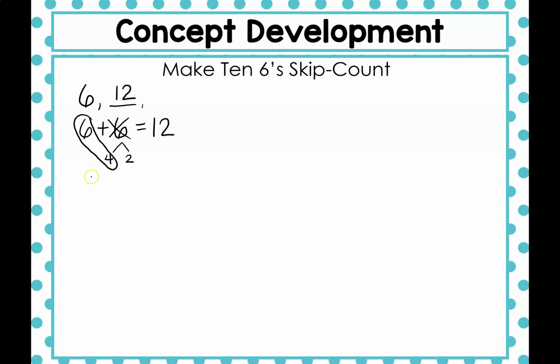So now our problem becomes 10, and then we still have our 2 over here. 10 plus 2, which equals 12. That was the same answer we got for 6 plus 6, but it's easier to add a number to 10. Okay, now that one was pretty easy because we already knew what 6 plus 6 was. Okay, but let's move on to the next part of our skip count.